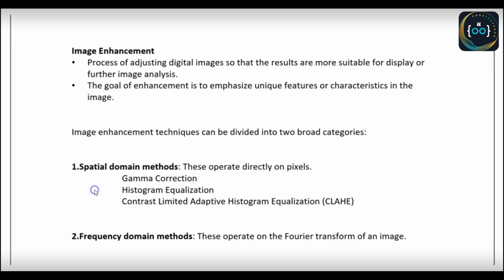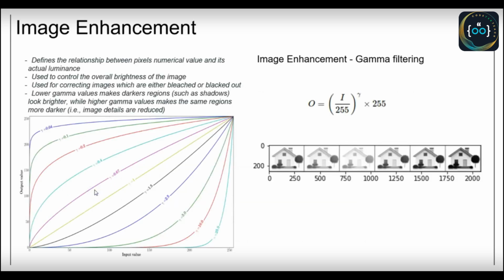Now let us look at gamma correction, which is one of the image enhancement techniques. This is also known as power law transformation. This technique is used for controlling the brightness of an image by altering the pixel values. A gamma value less than 1 brightens the image, a value greater than 1 darkens the image, and a value of 1 leaves the image as is. It is useful in situations where an image is either excessively dark or excessively bright. We will be using this particular equation for the purpose of image enhancement.